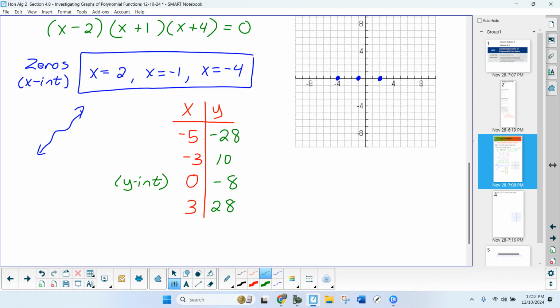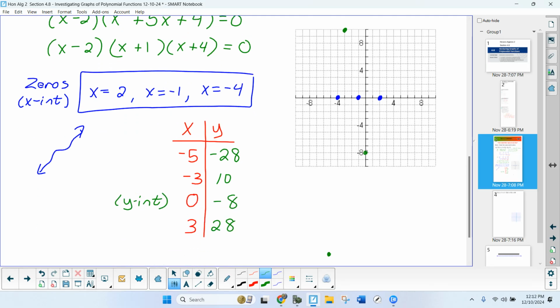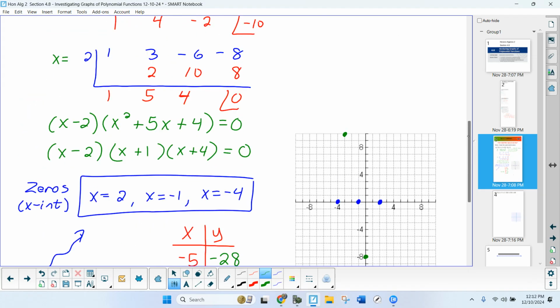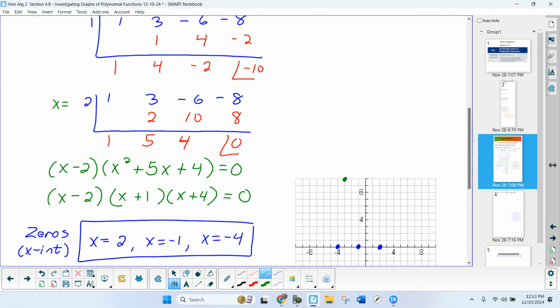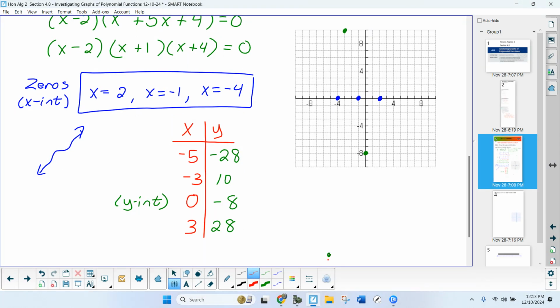Okay. So you're going to have to like extend on your guided notes. I didn't give you a whole lot of room, but okay. At -5, I'm down way down here at -28, probably further than that. At -3, I'm at 10. At 0, I'm at -8. And at +3, I'm way up here at +28. So, my graph, remember your end behavior. Totally missed that.